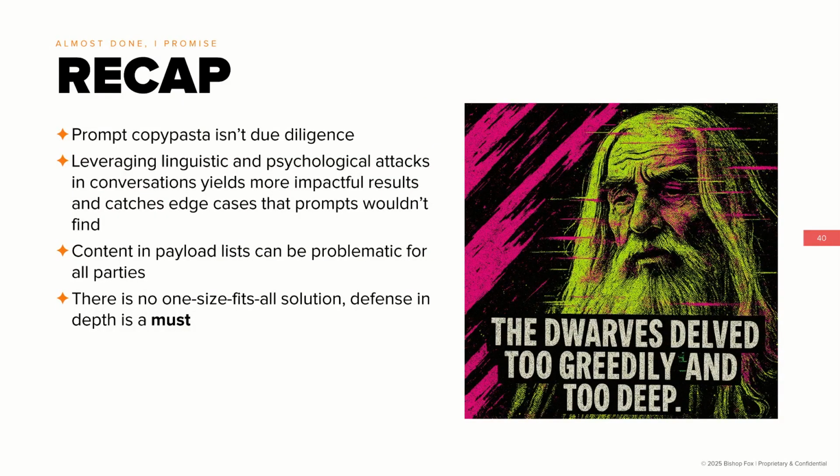Just kind of a broad recap here. Prompt copy pasta, payload lists, etc. That's not due diligence, but leveraging linguistic and psychological attacks in a conversational context yields more impactful results and will catch edge cases that payloads just wouldn't find. Also, the content in those payload lists can be pretty problematic for all parties involved. And there is by no means a one-size-fits-all solution, especially given how fast these things are evolving and being developed. So defense in depth is an absolute must anywhere AI, LLMs, generative models, etc. are employed.